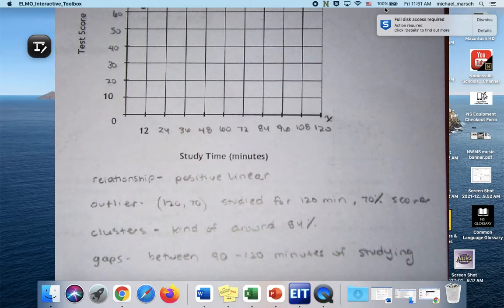Great. Questions about our first day of scatter plot? Nope. Jackson, what's up?